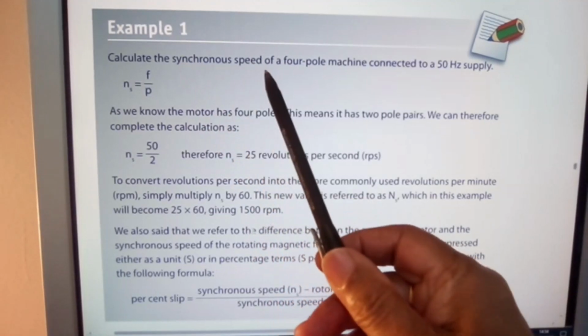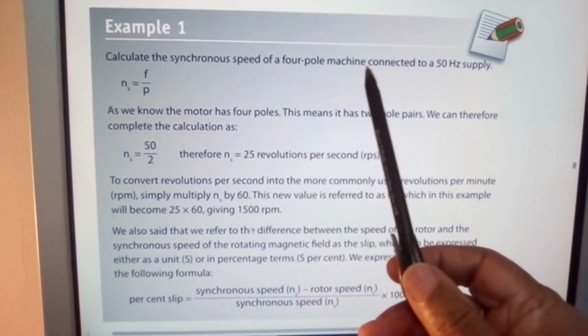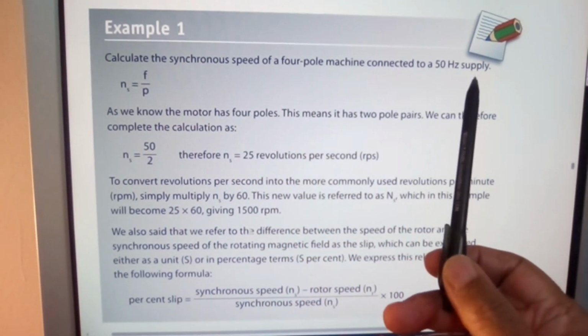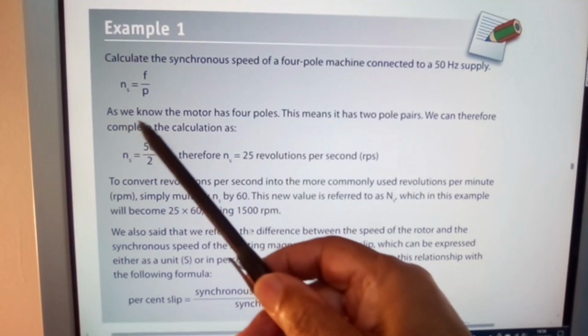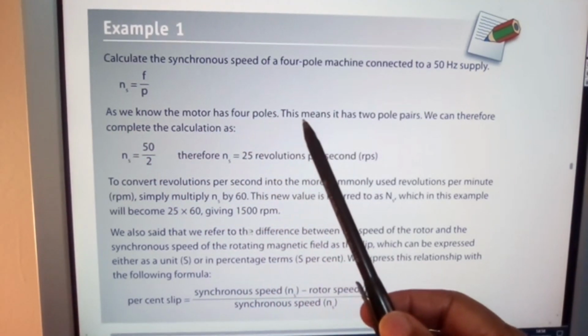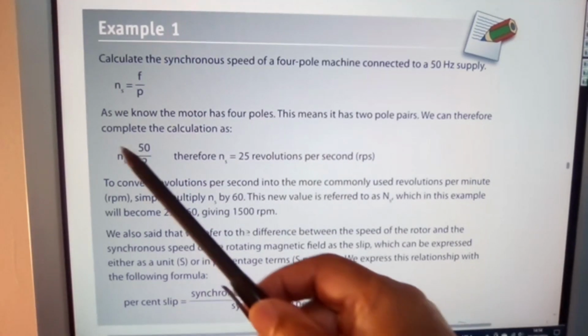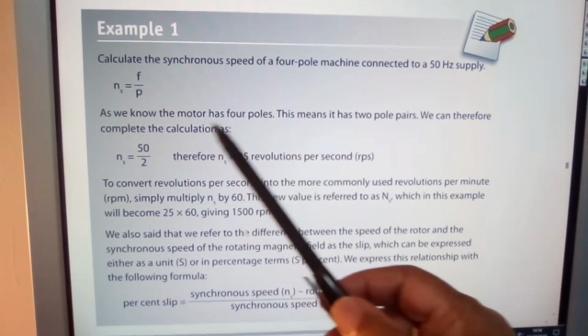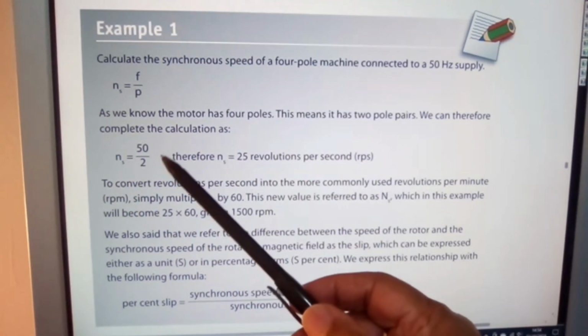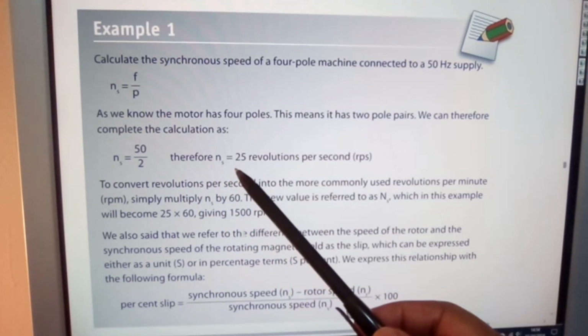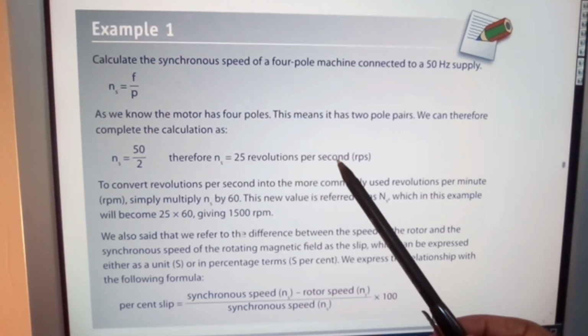Calculate the synchronous speed of a 4-pole machine connected to a 50 Hz supply. As we know, the motor has 4 poles. This means it has two pole pairs. We can therefore complete the calculation as ns equals 50 over 2, therefore ns equals 25 revolutions per second.